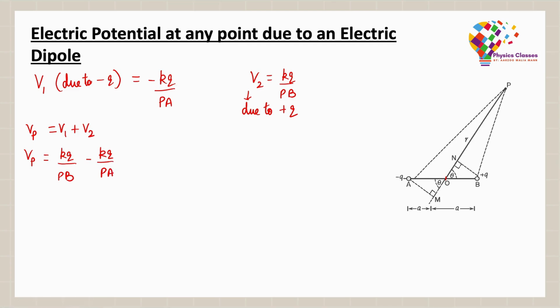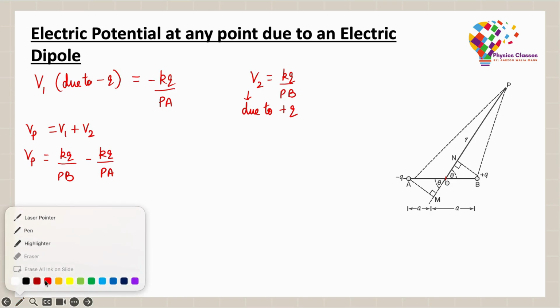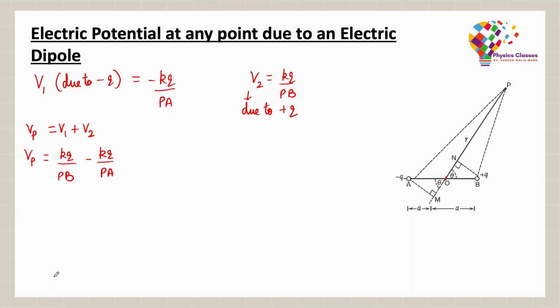To calculate the value of PA and PB, let us look in here. Firstly, we have drawn a perpendicular BN to OP and AM to MP as well. Now further, if you look in triangle AMO, in this small triangle AMO, you can see that OM will be equal to a cos theta.